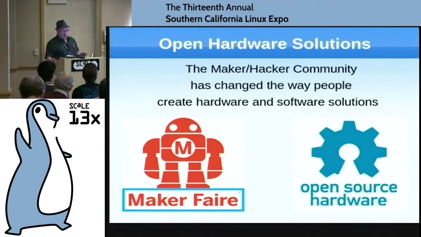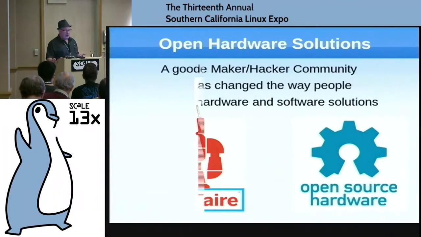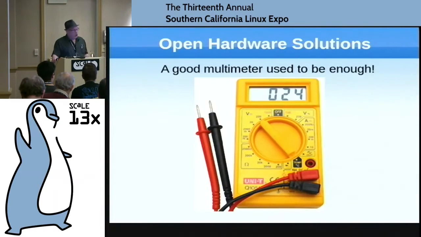The maker-hacker community has changed the way people create hardware and software solutions. The maker community and open source hardware association have created an environment where people are creating new electronics. They're creating programs for Arduinos and Raspberry Pis and BeagleBones, but there are things that can't always be done by software. Sometimes you need a hardware tool to solve that problem. It used to be that a good multimeter would solve 99% of your problems when you're doing electronics. That's not really true today.